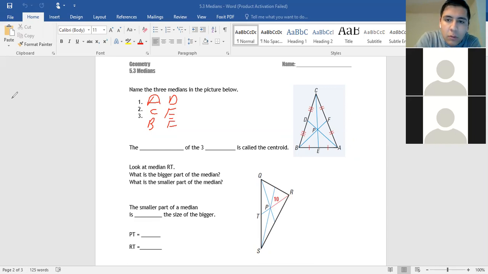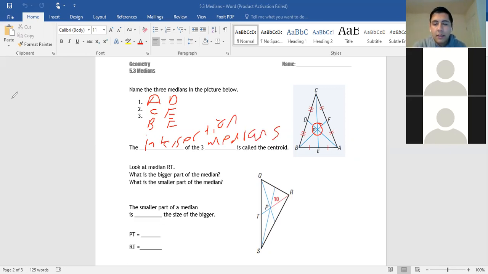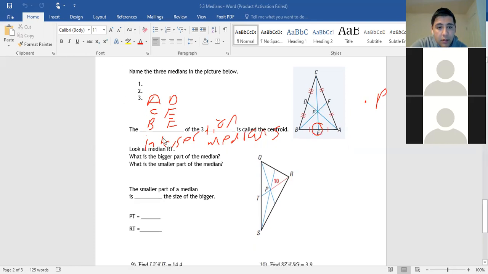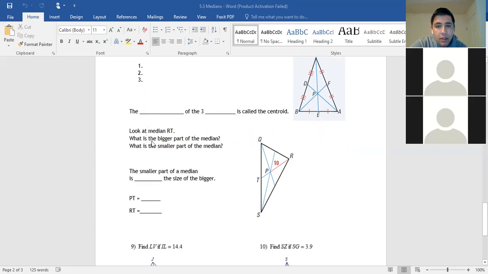So this point in the middle is where all of the medians line up, or intersect, right? So we can say that the intersection of the 3 medians is called the centroid, okay? So the centroid is a point where they all meet. In this case, we have point P. Okay. So we're going to learn a little bit about what the theorem of a median is, okay?